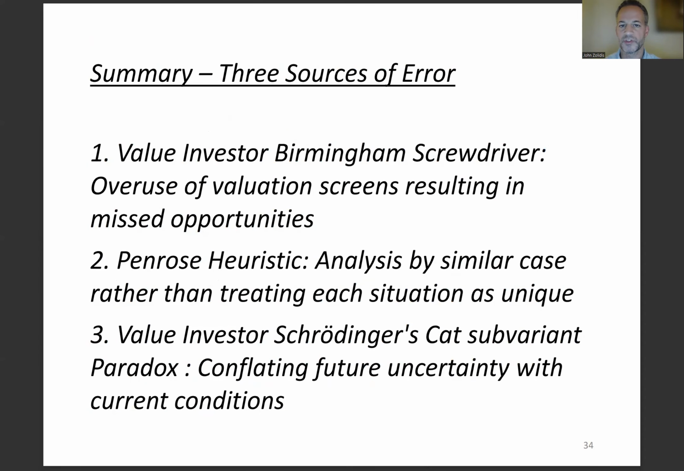So in summary, 3 sources of error we talked about. First one, Birmingham Screwdriver, overuse of valuation screens, and that's an error that allows you to miss really interesting opportunities. The second is the Penrose Heuristic. That is an analysis by similar case, which causes you to incorrectly view companies as either attractive or unattractive based on some similar situation in the past. And the third is the value investor Schrodinger's Cat subvariant paradox, when you conflate what's happening today with uncertainty in the future, which in fact doesn't change.